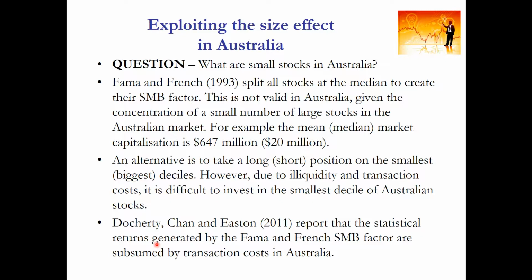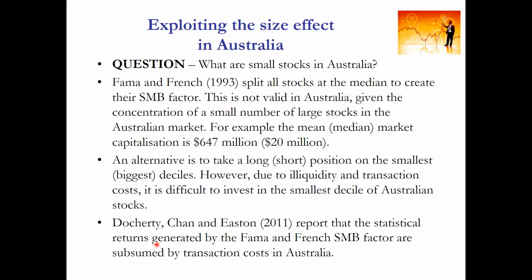These firms are so small and so illiquid that it is just not feasible for any reasonably sized fund to place orders to buy these stocks. So it's pretty apparent that we can't buy the smallest decile stocks. We can think about other academic studies such as Fama and French, which split the universe of stocks at the median and identify the stocks below the median as being small cap. If we do so in Australia, the median market capitalization is still around $20 million. So we are still talking about really small stocks that we can't physically invest in.